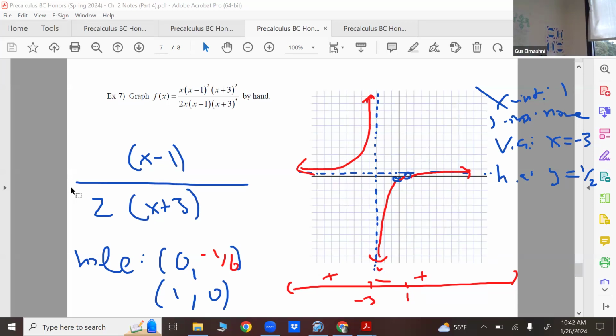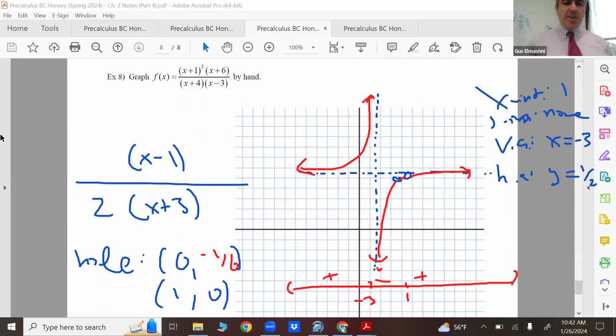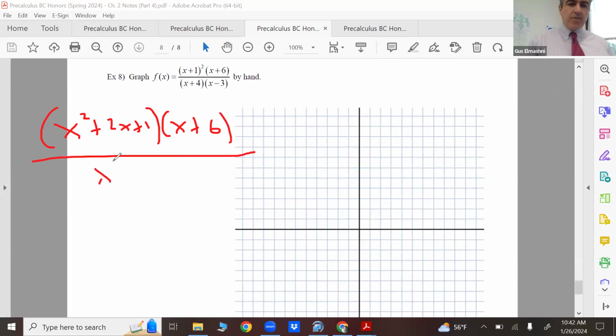Sometimes it can't be. All right, last one, guys. Oh boy. This one is a little crazy. Okay, nothing crosses off. All right. Oh yeah. So you have x squared plus 2x plus 1, x plus 6, x squared plus x minus 12, x cubed plus 2x squared plus x.